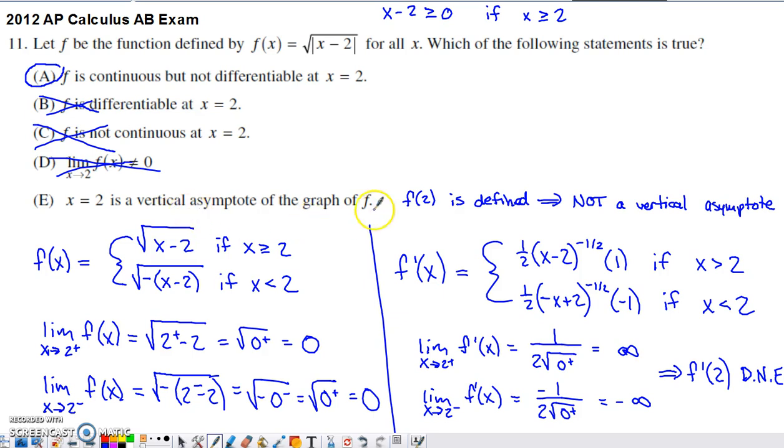X equals 2 is a vertical asymptote of the graph. It's kind of the oddball here. It doesn't really relate to any of the other pieces, but you can quickly realize that one's not true because the function's defined at 2. Right, 2 minus 2 is 0, absolute value of 0 is 0, square root of 0 is 0. You don't have something undefined at 2, your function is defined there, so there's no way you can have an asymptote where your function's defined.